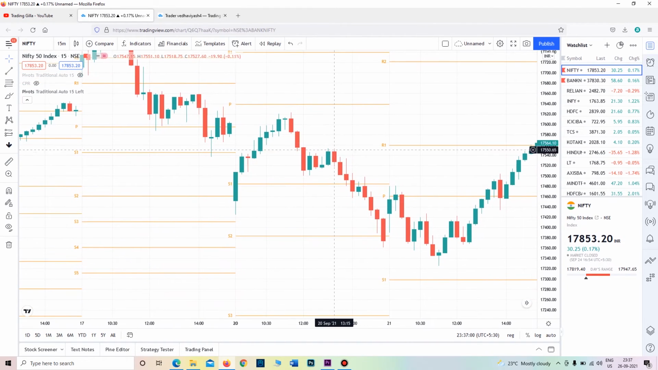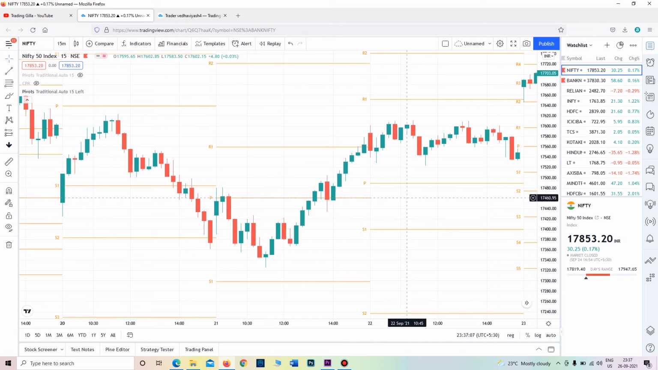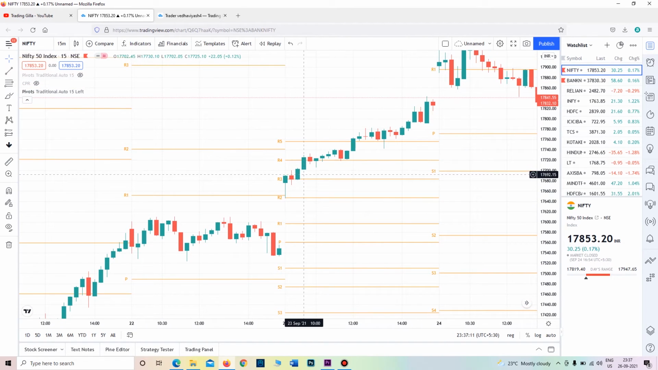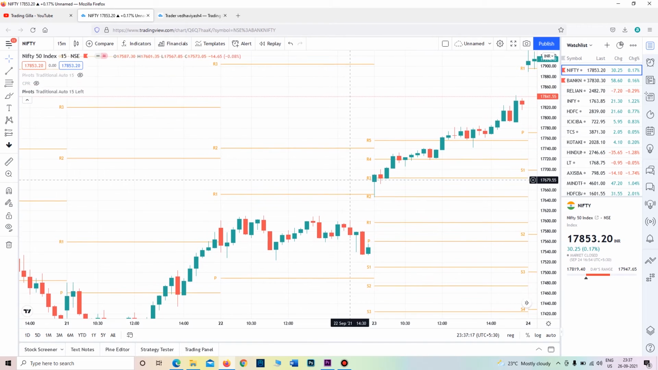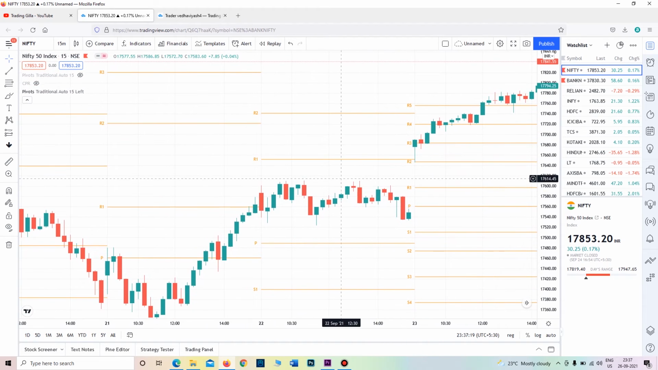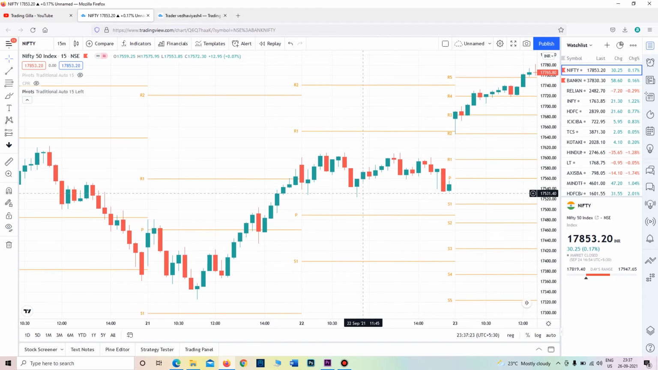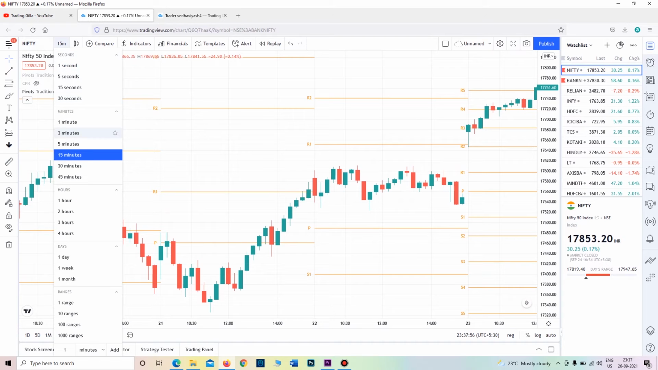And here you can see the breaking of support 1, and sustaining above R1, R3, R4 and R5 also. See friends, now you can use these support and resistance lines. In multiple time frames also, the pivot points won't change.